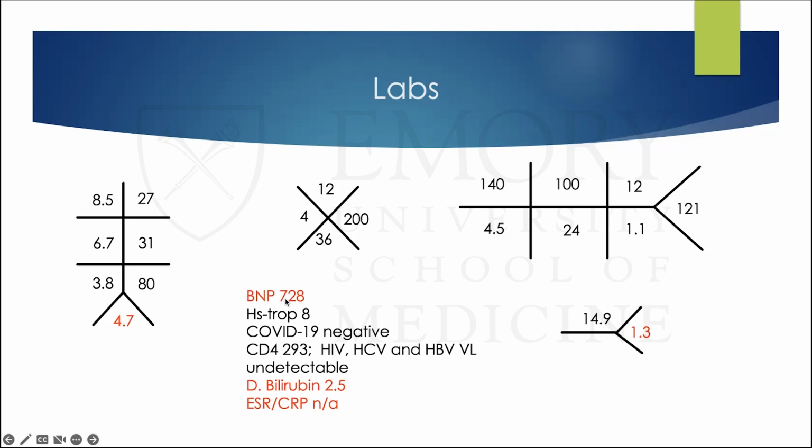They also check some infectious labs as well. They get a CD4 count, which shows that his count is okay. It's not the greatest, but it's in the high 200s. And his HIV viral load is undetectable. They also check him for Hep C and Hep B, which are also undetectable. Interestingly enough, there weren't any inflammatory markers in terms of ESR, CRP checked during this time.